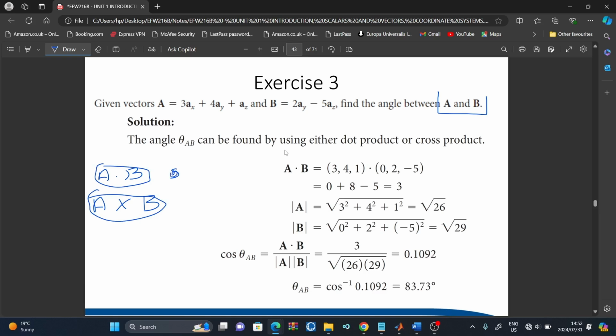I think so. It's cos theta AB, so you will find that angle, or for a cross product, sine theta AB. Then here you will find your component. So this one is quite simple enough, so I won't go through this.